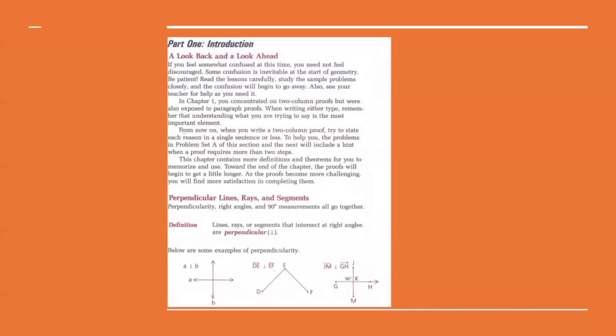Perpendicular lines, rays, and segments. Perpendicularity, right angles, and 90-degree measurements all go together. The definition of this is lines, rays, or segments that intersect at right angles are perpendicular. These are some examples of perpendicularity. These intersect at a right angle, these intersect at a right angle, and these intersect at a right angle.